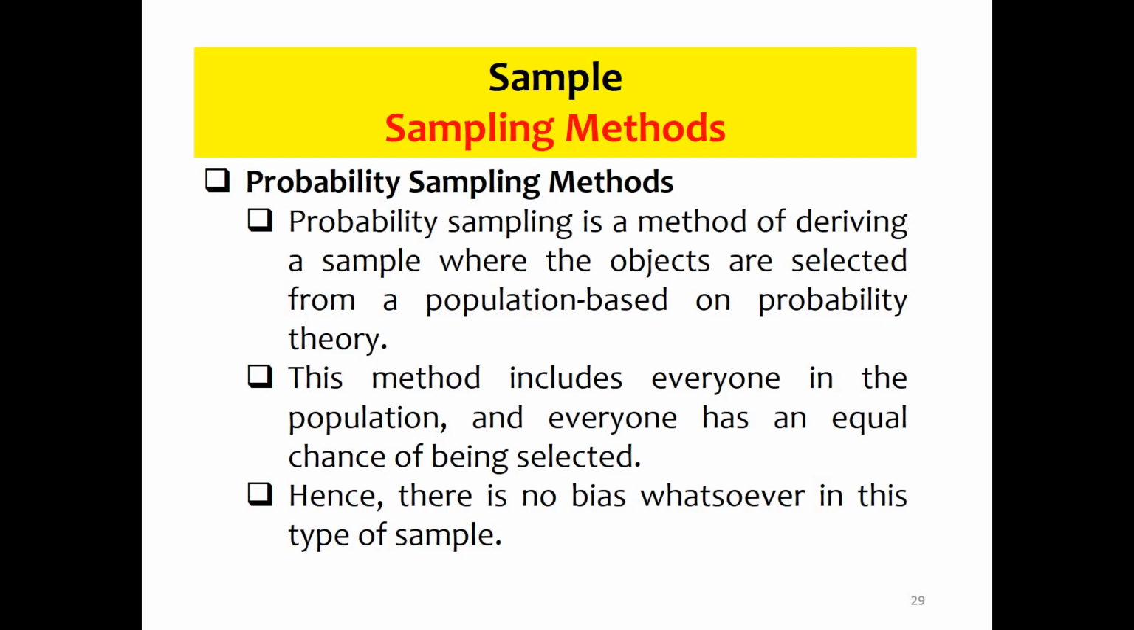Now we have to give our concentration to the sampling method. As I explained before, there are two approaches. The first approach is the probability sampling method. This approach is based on probability theory. Every element of the population has an equal chance to be a part of the sample. Then, there is no bias in this method in being a part of the sample from the population.